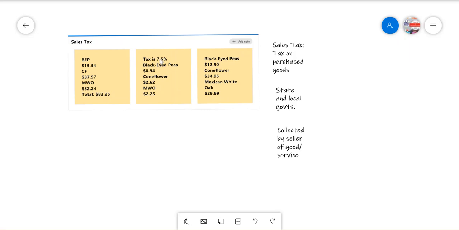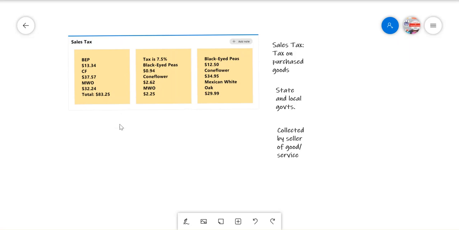Because the tax is 7.5%, we will multiply this number by $12.50, $34.95, and $29.99 respectively. So when we multiply $12.50 by 0.075 or 7.5%, we get 94 cents. Corn flour turns out to be $2.62, and the Mexican white oak turns out to be $2.25.